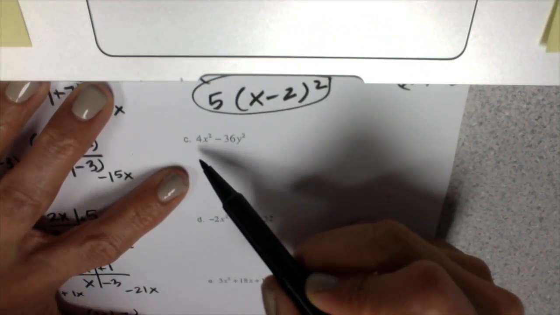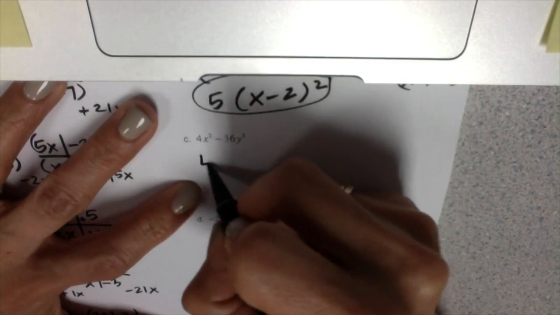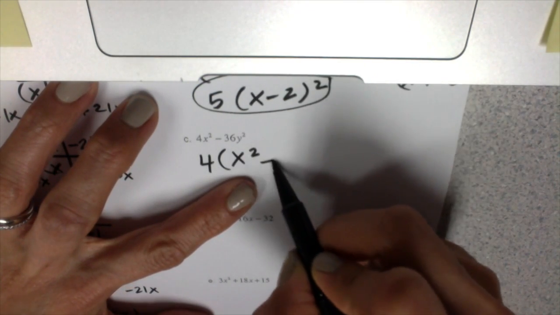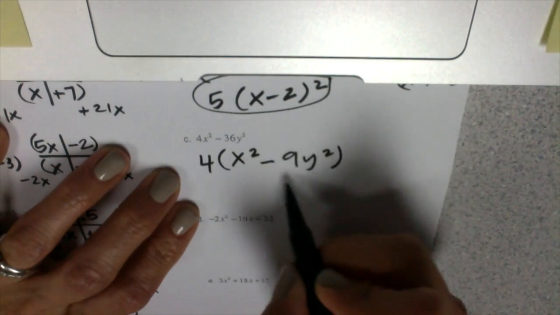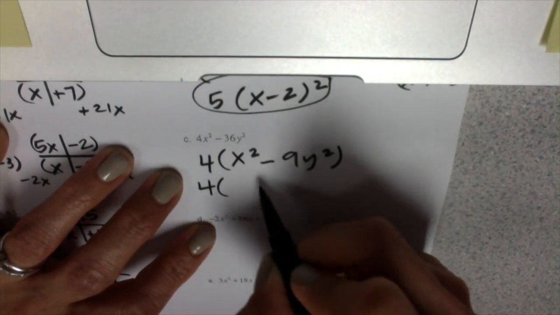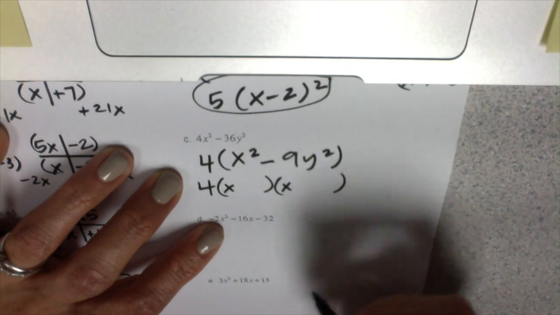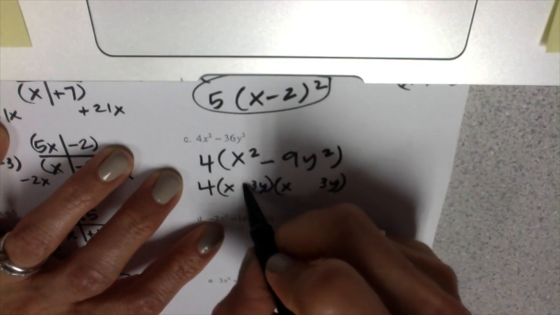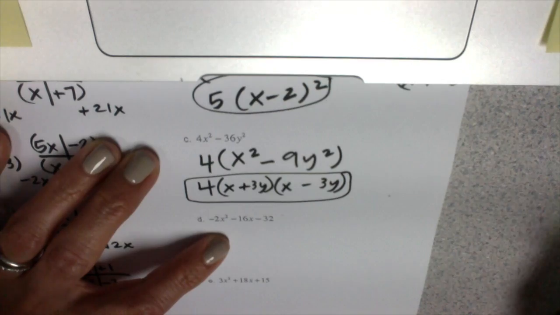This next problem says 4x squared minus 36y squared. So we're going to factor a 4 out. And when you do so, you're left with x squared minus 9y squared. And then again, this will factor. It's a difference of squares. So we're going to use the pattern. x times x is x squared. And 3y times 3y is 9y squared. One plus, one minus. Again, it's because it's a difference of squares that works out.